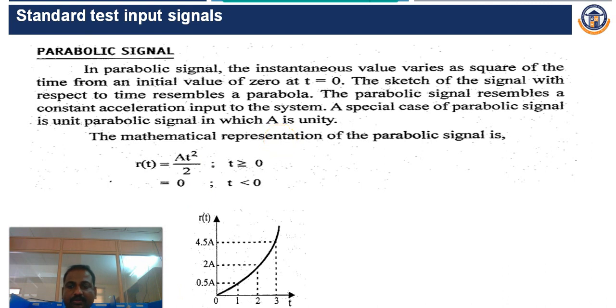Next we look at the parabolic signal. In the parabolic signal, the instantaneous value varies as a square of time from an initial value of 0 at t equal to 0. The sketch of the signal with respect to time resembles a parabola. The parabolic signal resembles a constant acceleration input to the system. A special case of the parabolic signal is the unit parabolic signal in which a is unity. So the mathematical representation of the parabolic signal is r of t equal to a t square by 2, and if a is equal to 1, therefore it varies with respect to the square of time.